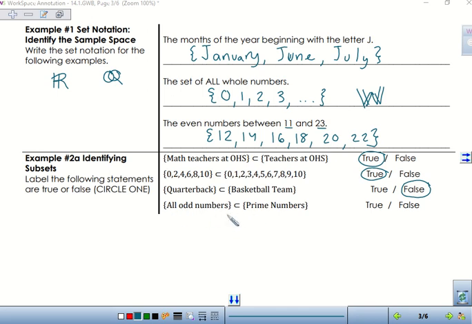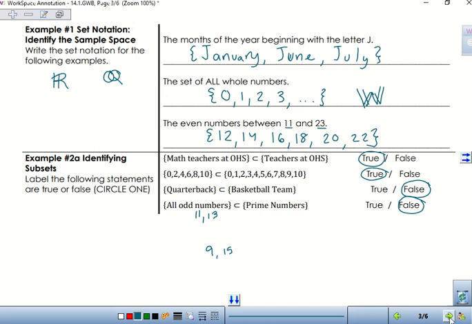So odd numbers. Would odd numbers be a subset of prime numbers? No. Because even though there are some odd numbers, like 11 and 13 that are prime numbers, aren't there some that are not prime? Like 9 and 15. So, for example, if you can think of one, what we would call a counterexample, it's not true. Does that make sense? Yep.